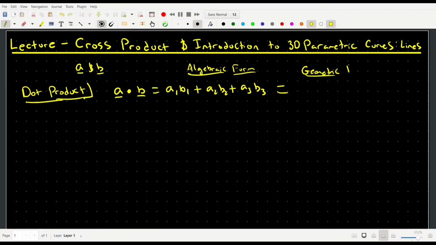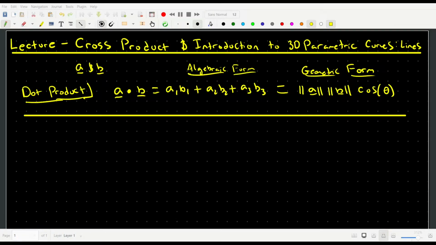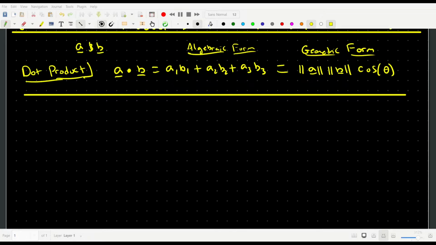We also saw a really neat way of writing down the dot product, which is called the geometric form of the dot product, which is the length of A times the length of B times cosine of theta. And today what we're going to do is do the exact same thing, but look at what's called the cross product, which is a different type of product that we can have between vectors.